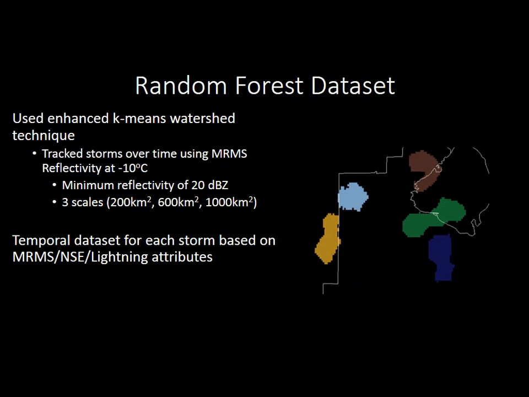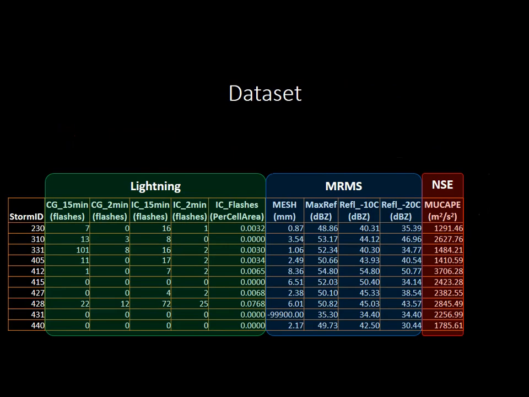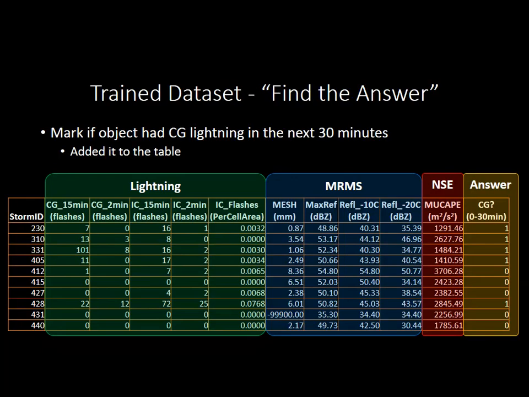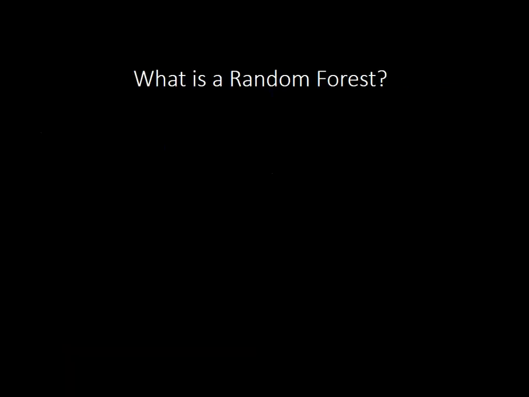So what we got from that were these tracked objects, and then we were able to create a temporal data set for each of these storms based on the MRMS model and lightning attributes. This is just one subset, but essentially for each time step, we would get a table where each row was a different storm, and it had the associated attributes for that storm. For a trained data set, we needed to find the answer, so we had to look into the future to see if there was lightning that actually occurred with this storm, and we added that to the table.